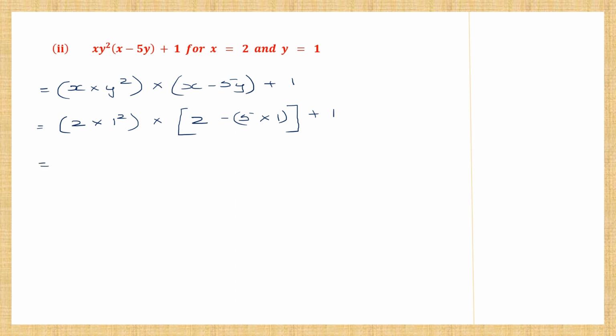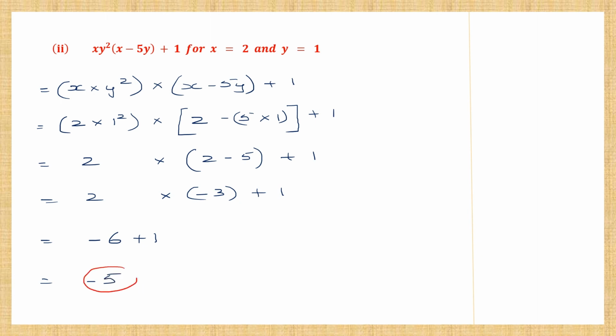Now 2 into 1 is 2 into, now here what do we have? We have 2 minus 5 ones are 5 plus 1. So this is 2 into, now 2 minus 5, sign of the bigger number and subtract, so that becomes minus 3 plus 1. So again, as you can see, we have a multiplication and addition. Multiplication has to be done first. So the sign is minus. 2 into minus 3 minus 2 3s are 6 plus 1. Signs are different. Put the sign of the bigger number and subtract. 6 minus 1 is 5. So our final answer here is minus 5.